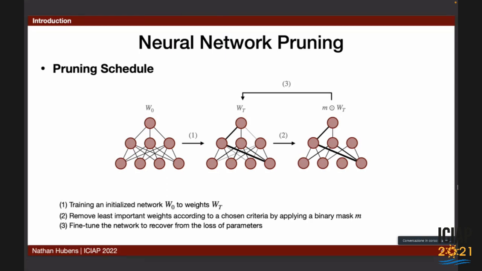But nowadays, the most widely spread schedule is called iterative pruning. It consists in 3 steps. The first one is to train the network to completion, then to remove the weights that are considered to be the least important. In practice, this is done by applying a binary mask, whose values are either 1 or 0, according to whether we want to remove the weights or not, and then to fine-tune the network to recover from the loss of performance. By doing steps 2 and 3 iteratively, we can then get our final pruned network.